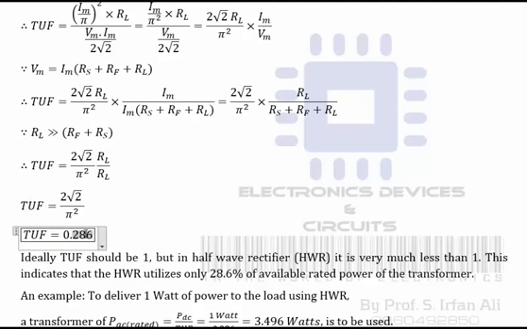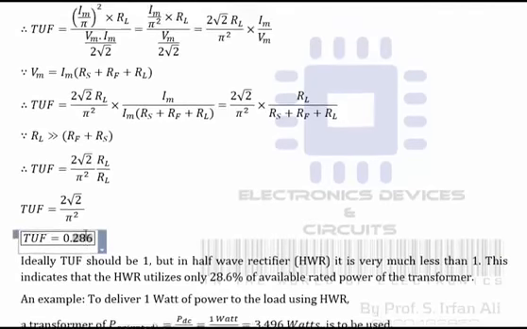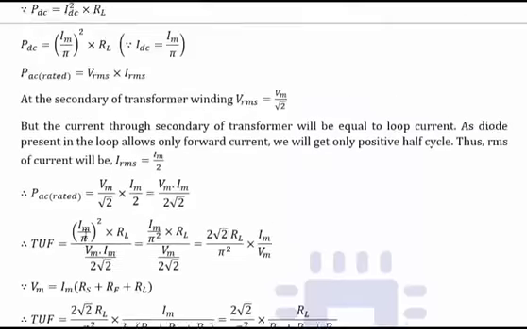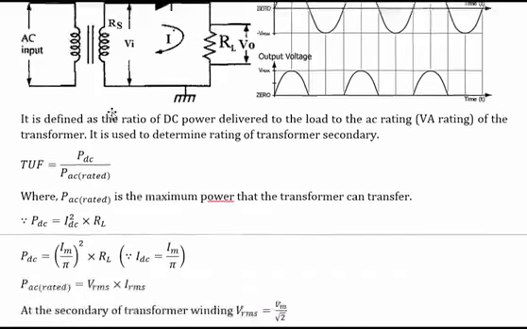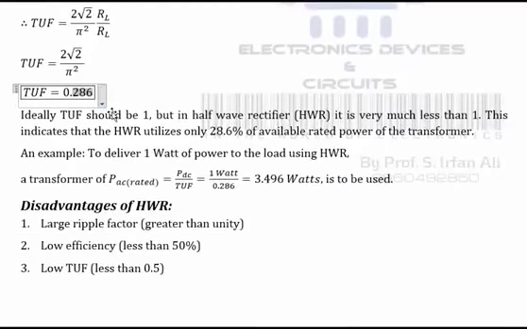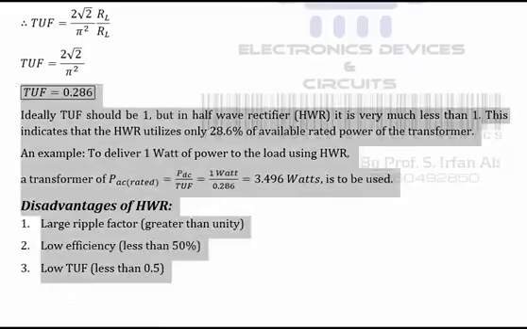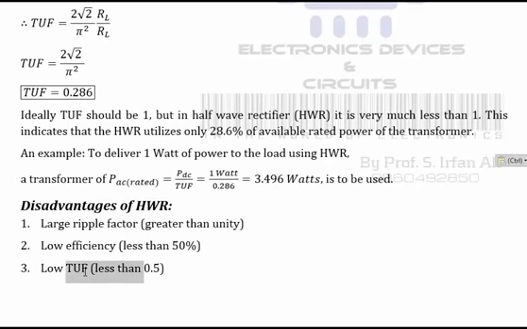So this is a very bad thing. This is actually a disadvantage of the half wave rectifier. Even if good power is available at the transformer, you can utilize only 28% of the available power. So this comes under the disadvantages of the half wave rectifier. It has low TUF, lesser than 0.5. It has less efficiency, less than 50%. It has a large ripple factor, greater than unity.